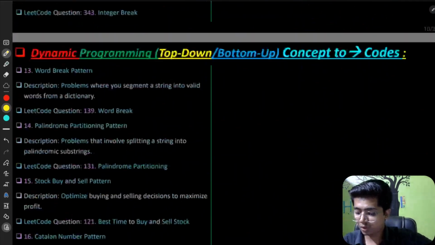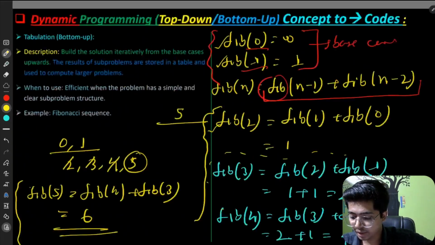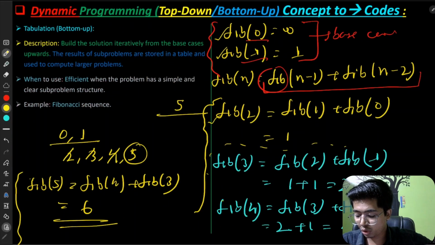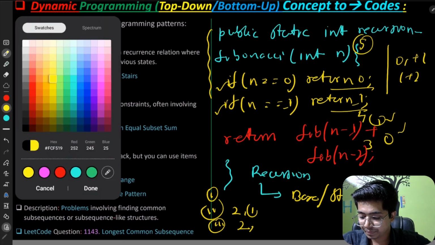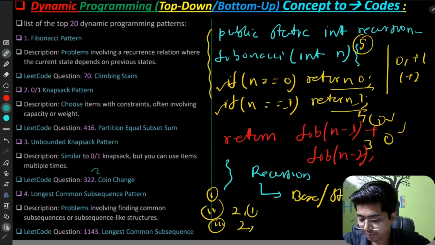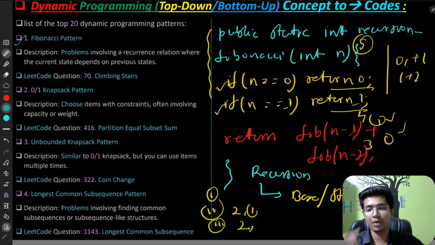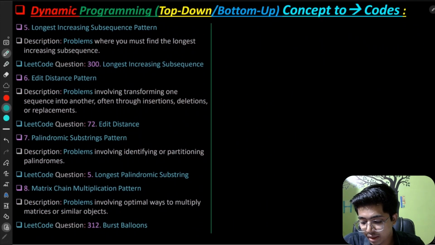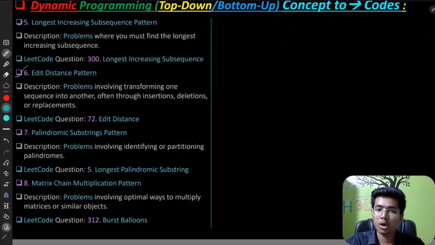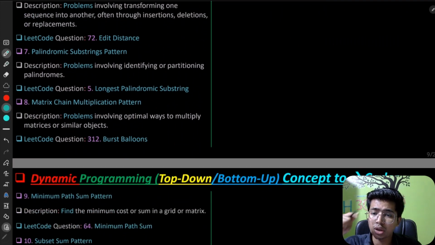And that is also in the PPT. If we study the PPT, we could understand the concept that I told you more clearly. So now we'll be looking at the top 20 dynamic programming patterns. So these are dynamic programming patterns. Fibonacci pattern, which we already studied. Second, knapsack pattern that we'll be studying. Unbounded knapsack pattern, longest common subsequence pattern, longest increasing subsequence pattern, edit distance pattern, palindrome substring pattern. So there are a lot of patterns. In the next session we'll be studying all the patterns one by one.